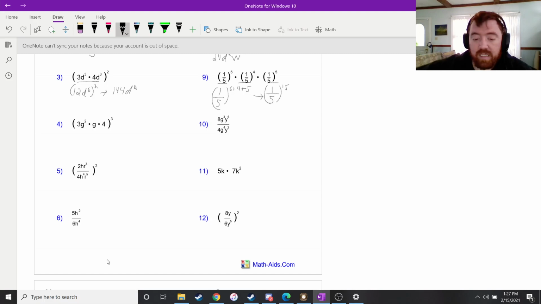So remember, the biggest thing about these is just to take it one step at a time. Combine as many of the like terms as you can first. So we've got 3g squared times g times 4. So I'm going to put in the coefficients here, 3 times 4. g squared plus 1 because of the invisible 1 that's there. We're going to get 12g to the third power. And I'm just going to put 12 to the third, g to the 3 times 3 is 9.